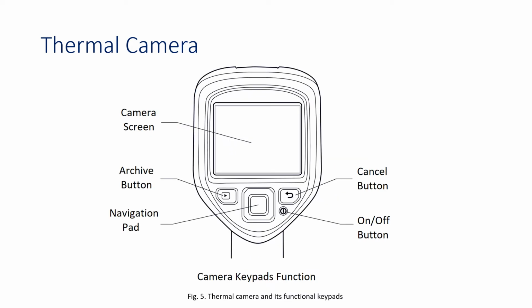The thermal camera keypad functions are composed of the following. We have the camera screen wherein you can check the image that you have taken, and the archive button to check the images that you have taken before, and you can navigate using the navigational pad. To cancel a function, you have the cancel button, and to turn the thermal camera on and off.